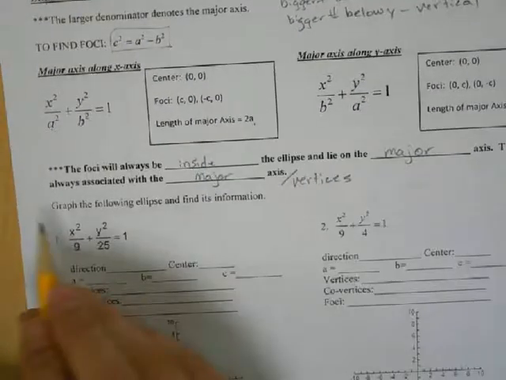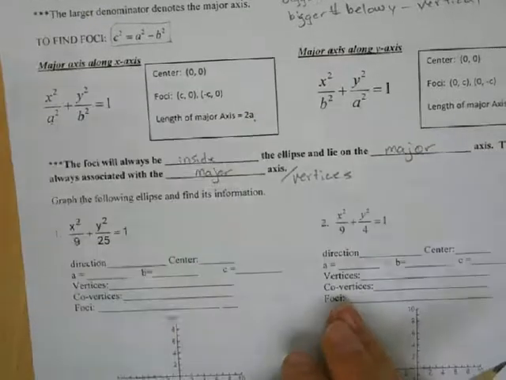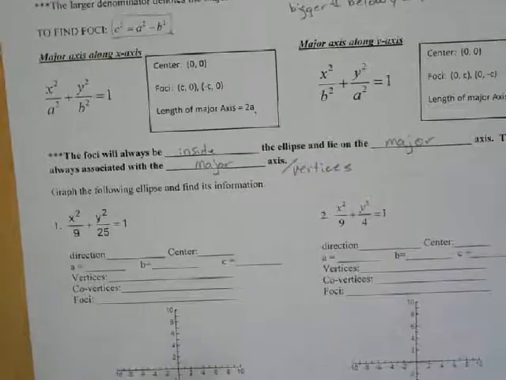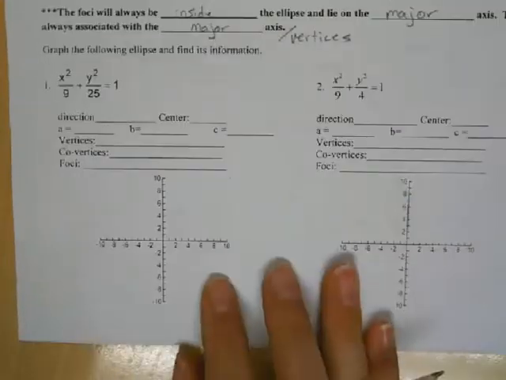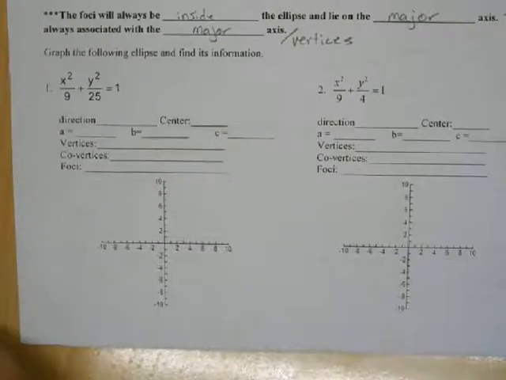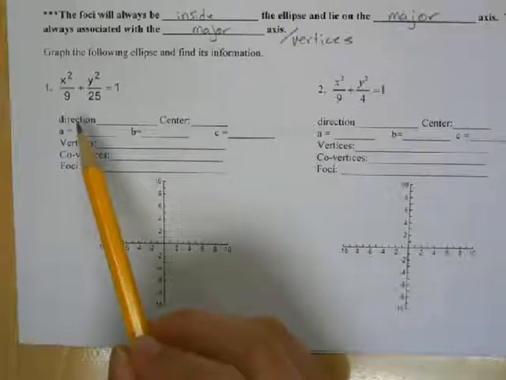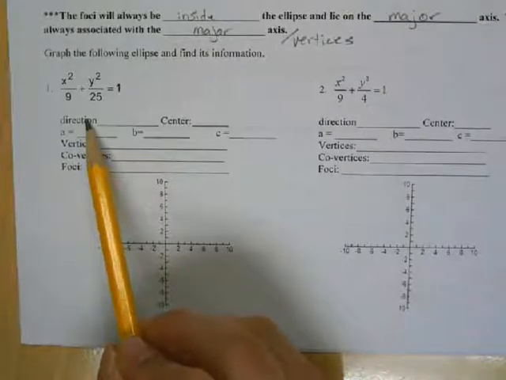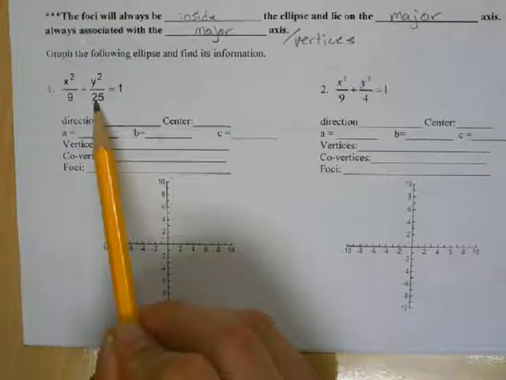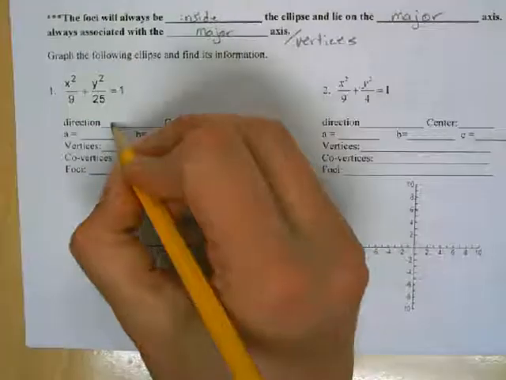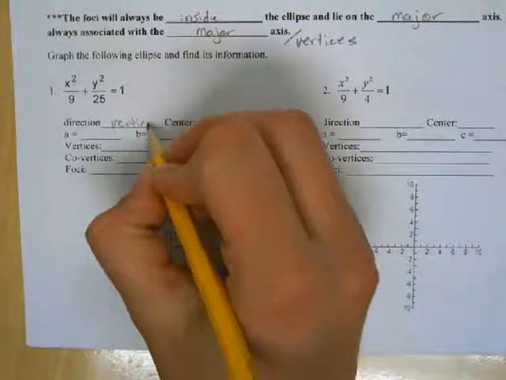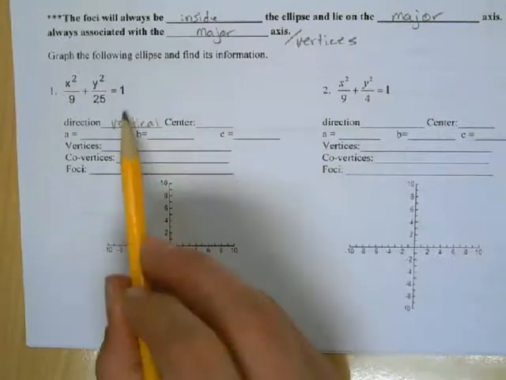So A always goes with vertices, because the vertices are the ends of the major axis. Alright, so let's look at how we actually use all of this information. Starting with direction, it's very simple. Find the biggest denominator. If it's under Y, it's vertical. If it's under X, it's horizontal. Simple as that.